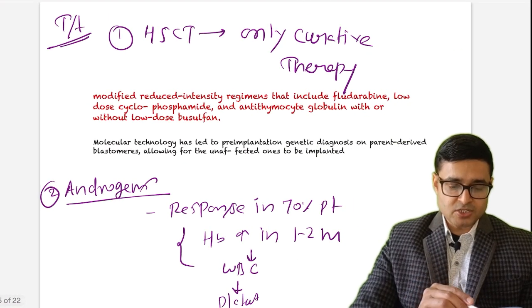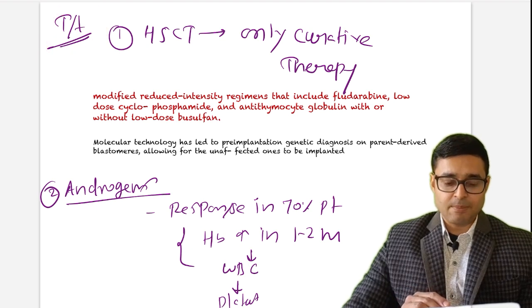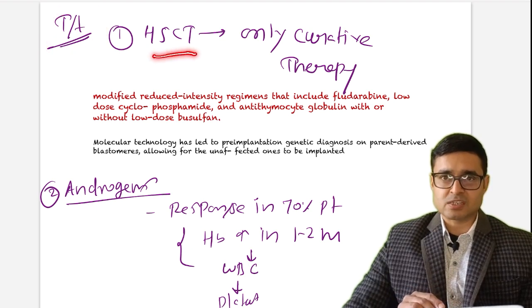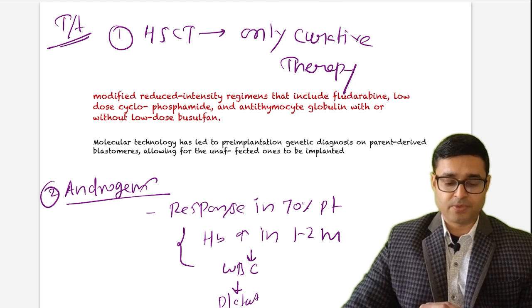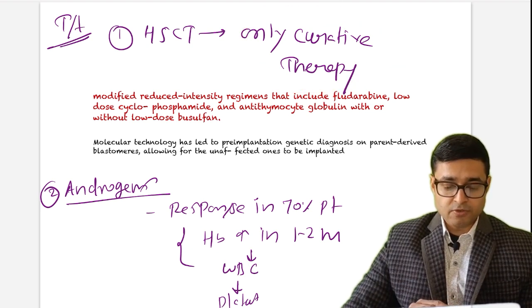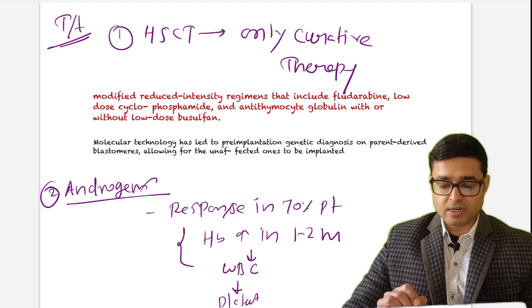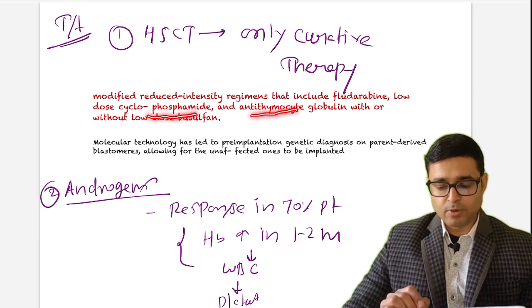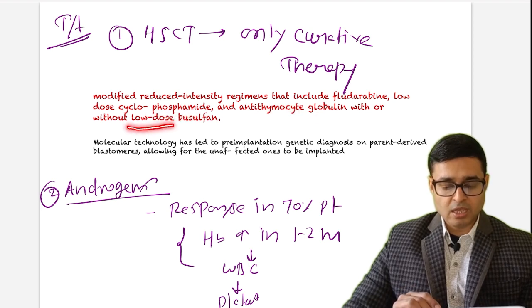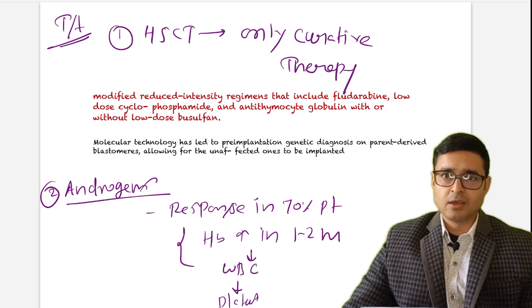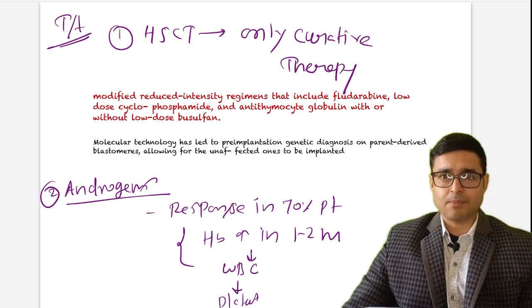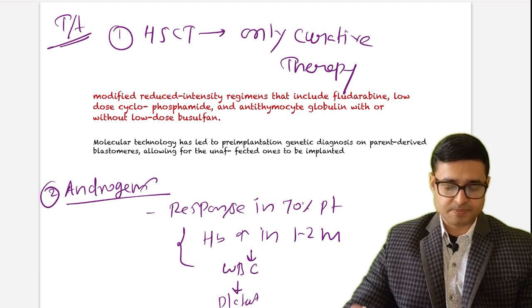Okay, what is the treatment? Treatment is hematopoietic stem cell transplantation, the only curative therapy for Fanconi anemia. So what we would use is a modified reduced intensity regimen that includes fludarabine, low dose cyclophosphamide and anti-thymocyte globulin, or low dose busulfan. Why are we giving a modified reduced intensity regimen? Because these patients are already susceptible to develop MDS, AML and different types of cancers.